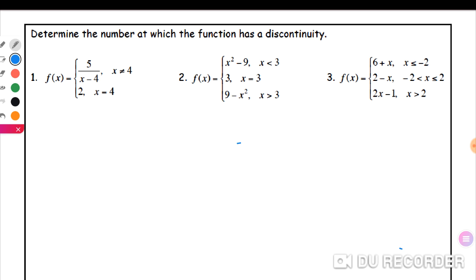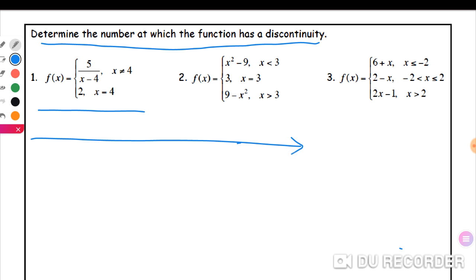I have to read the question, what I want from this question. Find the values of x at which the function has a discontinuity. Look here. For problem number 1, I discussed the continuity on the entire real number line, as you see here.